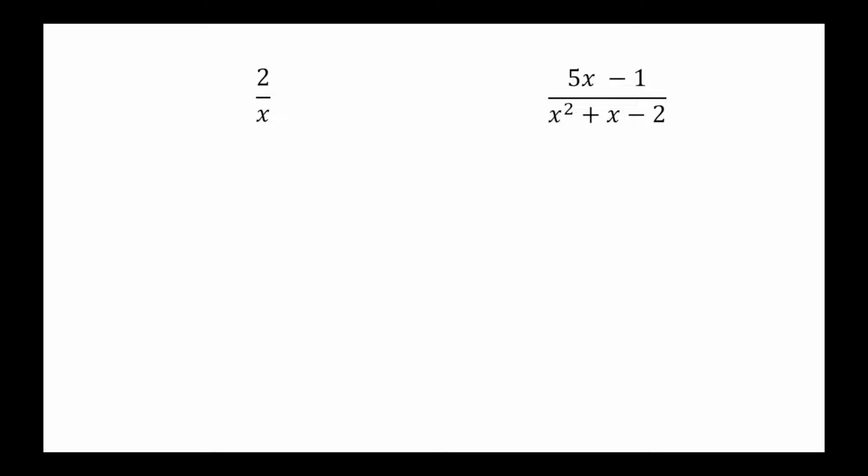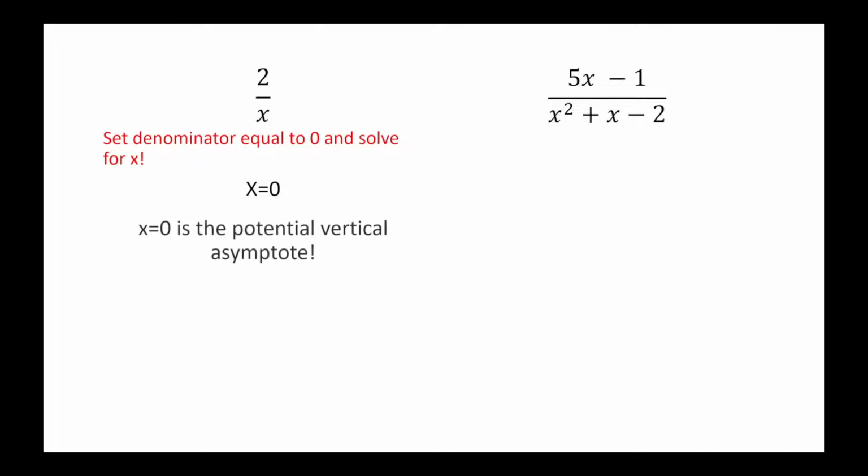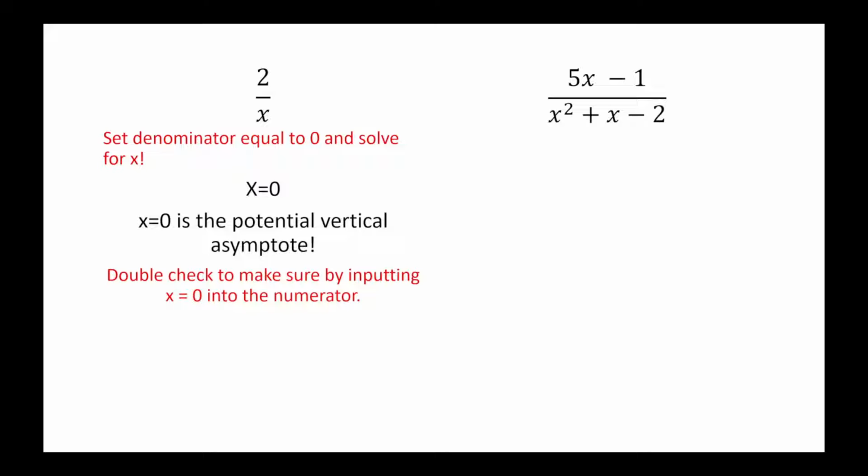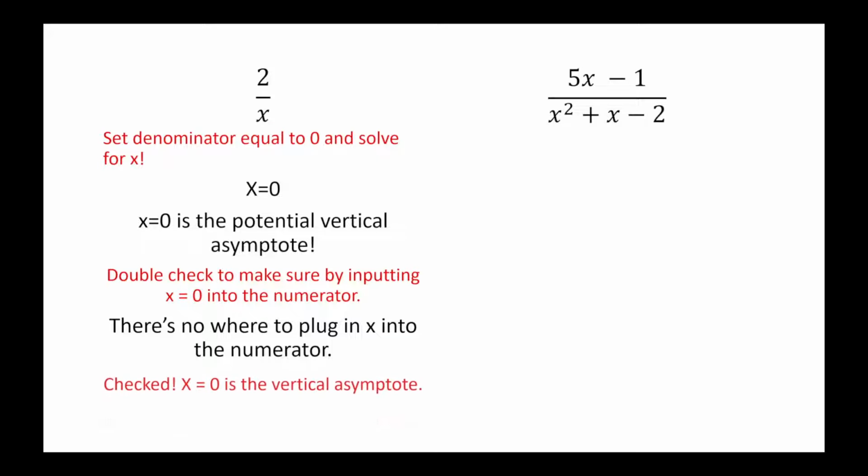Let's start with 2 over x. Let's set this denominator equal to 0 and solve for x. So then we'll end up with x equals 0, and here it's pretty straightforward. X equals 0 is our potential vertical asymptote. Before we can declare that this is the case, we have to actually check. So we do so by inputting this value into the numerator. But again, this example is pretty straightforward because there's no x in the numerator. Therefore, we can't plug in x equals 0. So x equals 0 is the vertical asymptote for this rational expression.